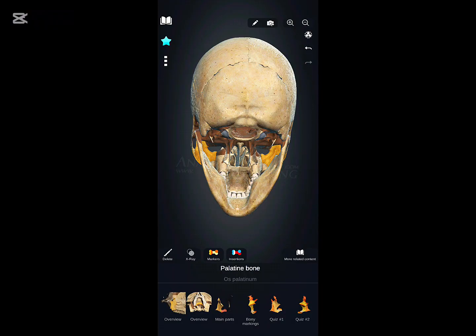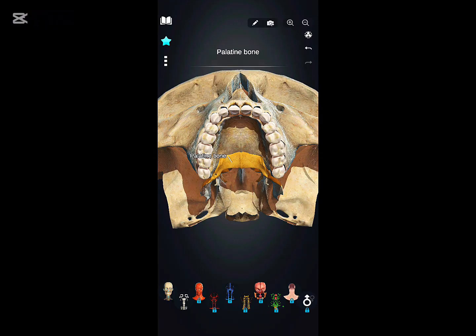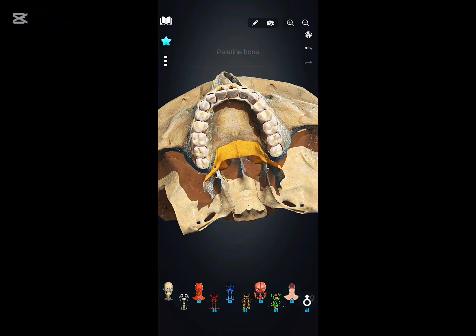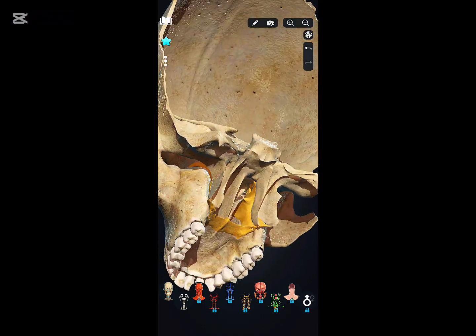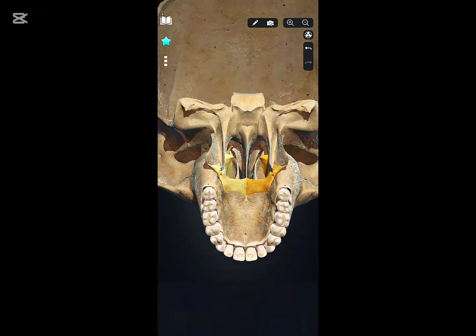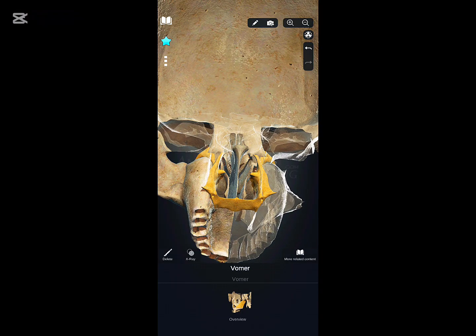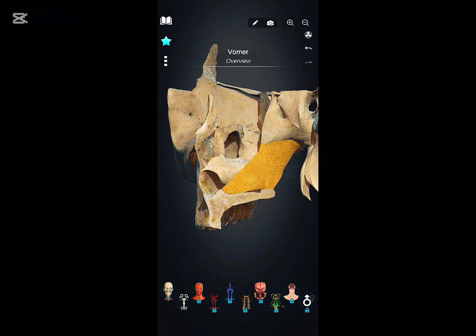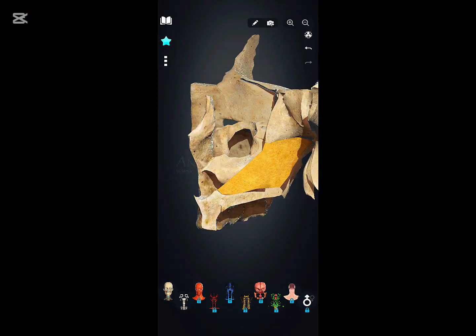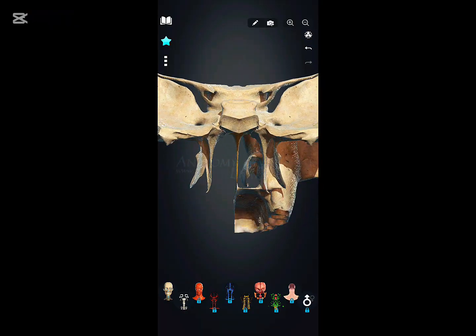4. Os palatinum, palatine bone, 2 bones. Function: forms the posterior part of the oral and nasal cavities. Articulates with: laterally maxilla; posteriorly vomer; superiorly sphenoidal. 5. Vomer. Function: forms the nasal septum. Articulates with: superiorly os sphenoidal, os ethmoidal; laterally maxilla, os palatinum.